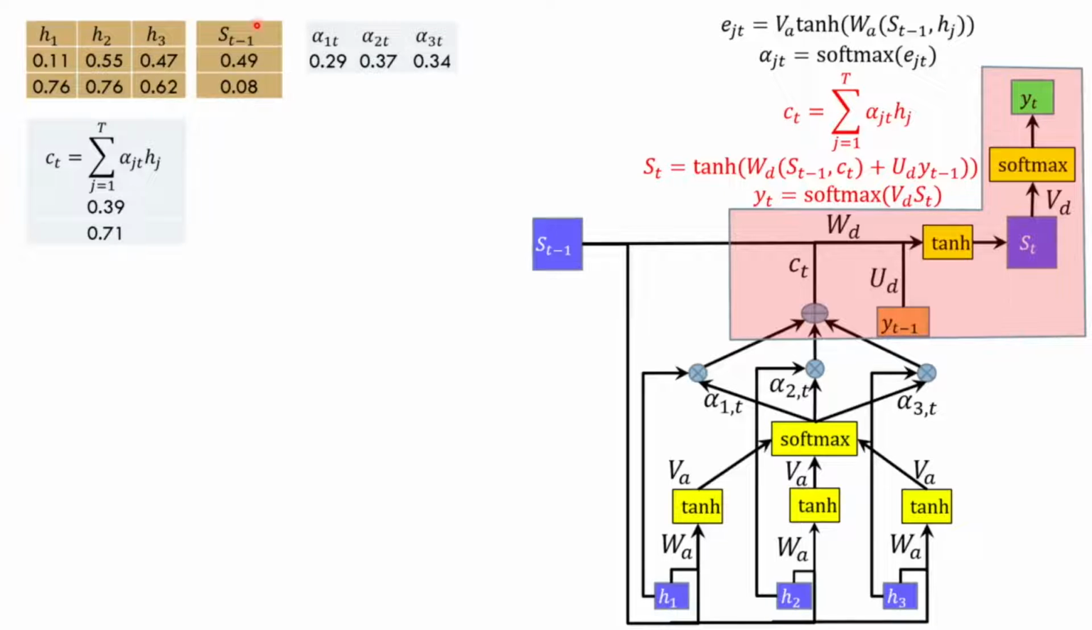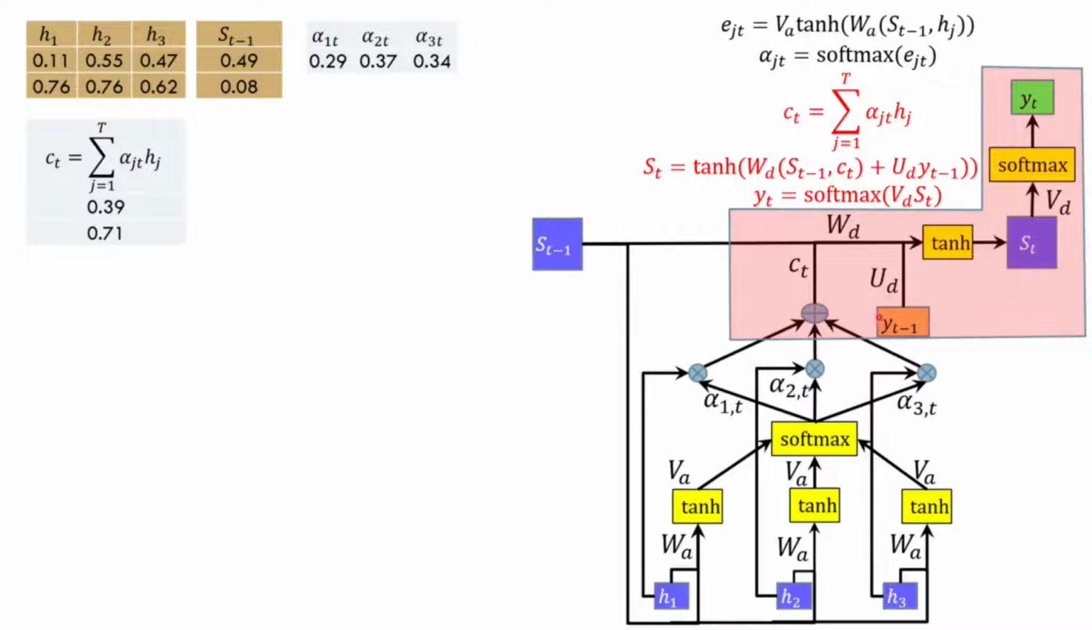So this is what we have: h1, h2, h3 and s_{t-1}, and this is what we have computed from the previous slide, the relative similarity scores. So what is the context vector? It is the product of the corresponding attention scores with the hidden states, which are the values. When we do this sum of products, we get the context vector.